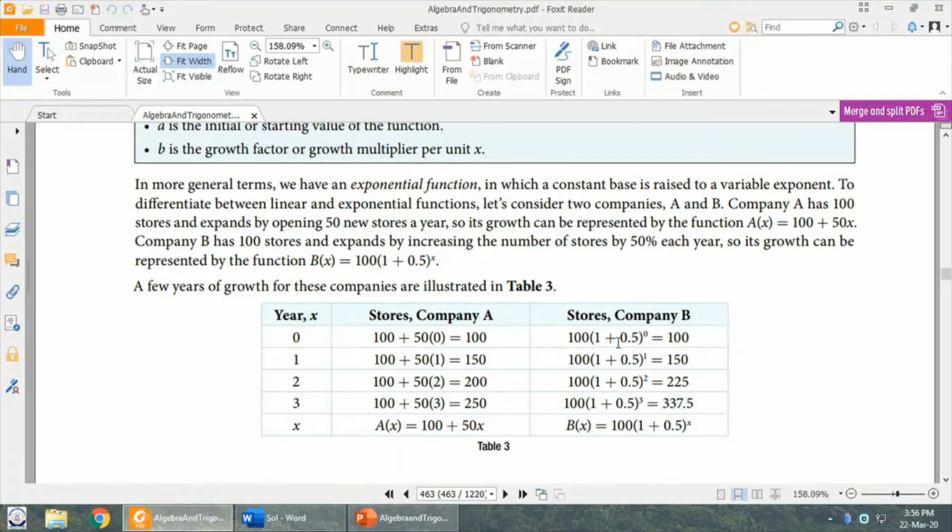So 100 times 1.5 is 50% growth each year. The number of stores is increasing. So that is the main factor for you to analyze between the linear and exponential functions. See, there are 50 new stores a year, versus the number of stores increasing by 50% each year. And 50% and 50 new stores is not the same thing. 50% of 1 could be 0.5, but 50 and 1 would be 51. So that is the difference, as you can see here.